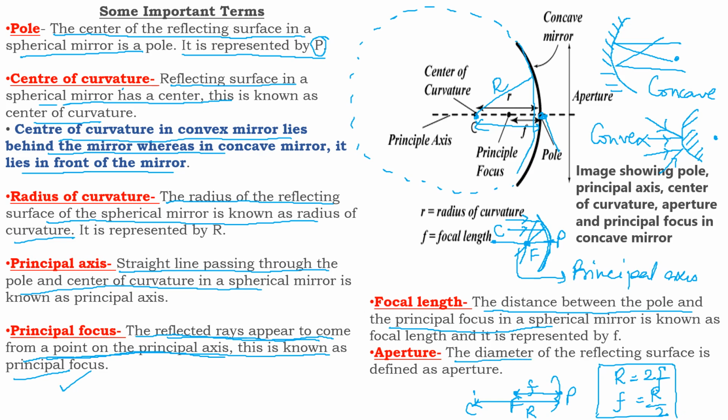Aperture. The diameter of the reflecting surface is defined as aperture. Diameter of reflecting surface, what does it mean? It means the part of the spherical mirror which I am considering. Let us say this. So this is the diameter, this whole length. This is called your aperture. Okay. Please read the book also. The things will be very much clear to you.